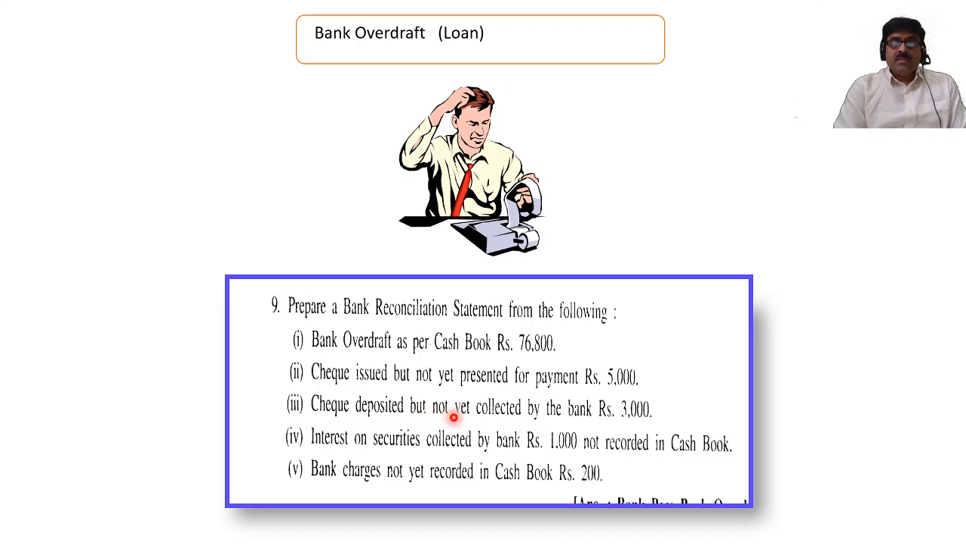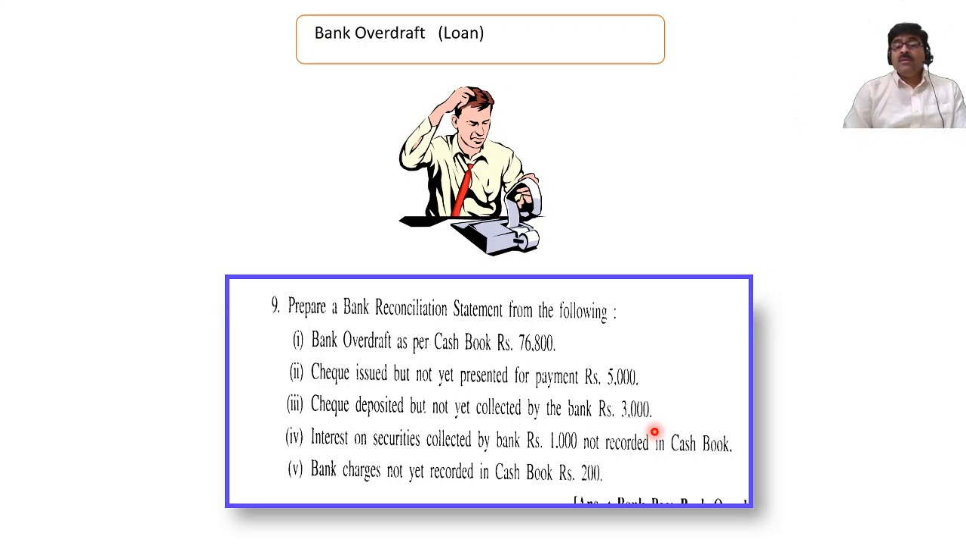Check deposited but not yet collected by the bank. Now, when a check is received, it is written on the debit side of the cash book. Any deposit in the cash book, when an overdraft is present, decreases the overdraft burden. So this 3,000 decreases the overdraft from 76,800 to 73,800. But this check is not collected at the bank, so the bank overdraft amount will not change.